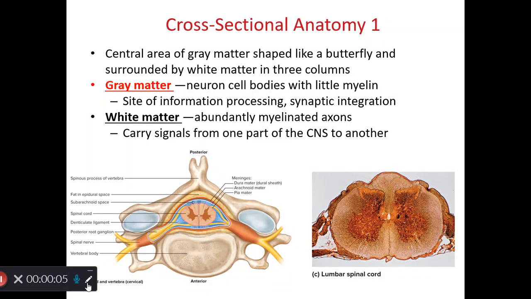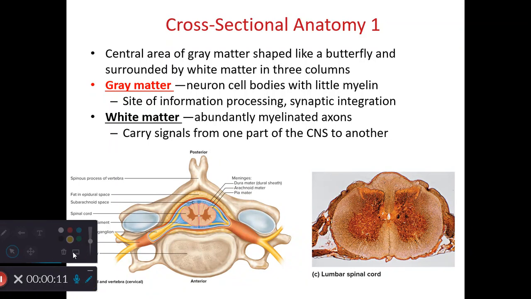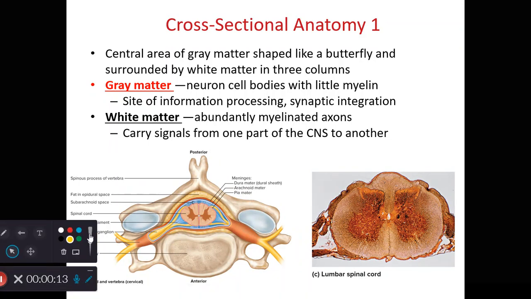Hi class, in this recording we're going to focus on the interior anatomy, or internal anatomy, of the spinal cord. So first, let's dive in and look at some of our cross-sectional anatomy. Our spinal cord has two different colors inside of it. We have gray matter and we have white matter.